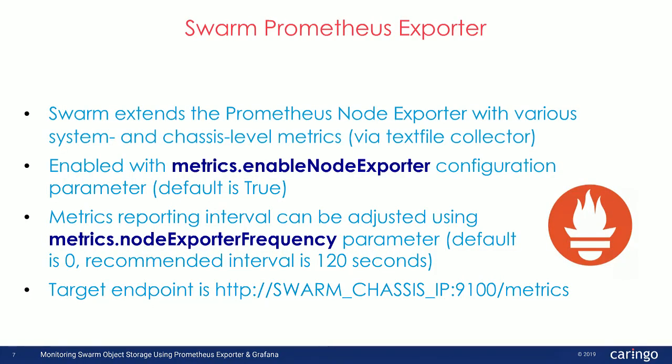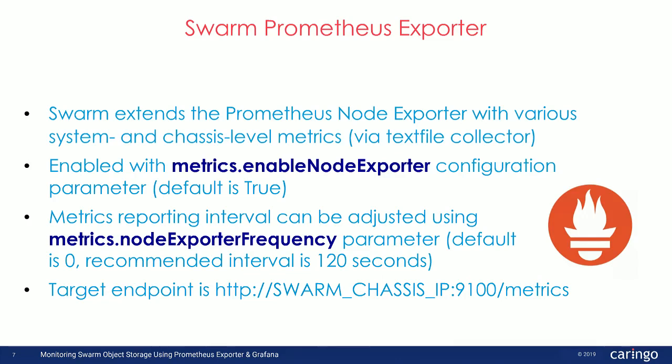Okay, thanks. So we've taken the Prometheus node exporter and we've extended it with our own system and chassis level metrics using the text file collector. By default, we've enabled it. As soon as you have Swarm 10.2 and you boot it up, you will see that port 9100 is enabled. That's the node exporter running on it. It will expose via the URI /metrics a Prometheus formatted set of metrics. Those are no different from what you were used to today if you were to install the node exporter yourself.